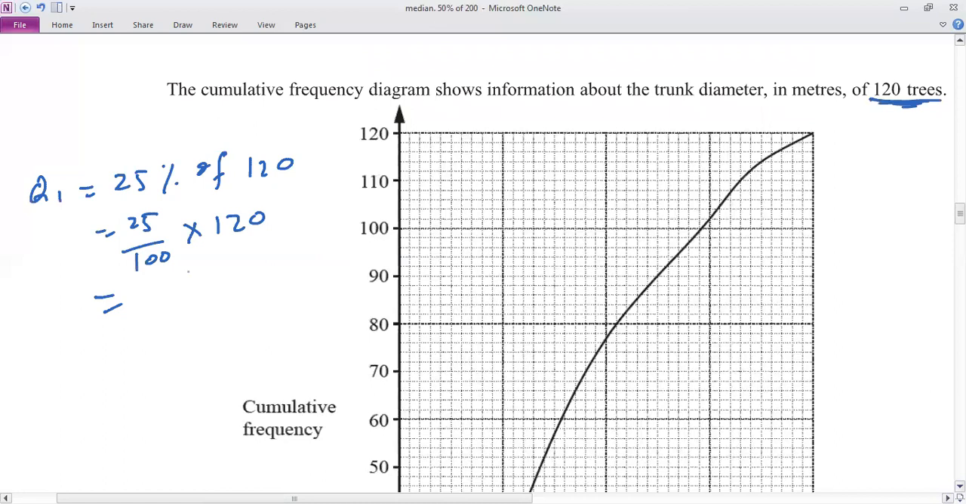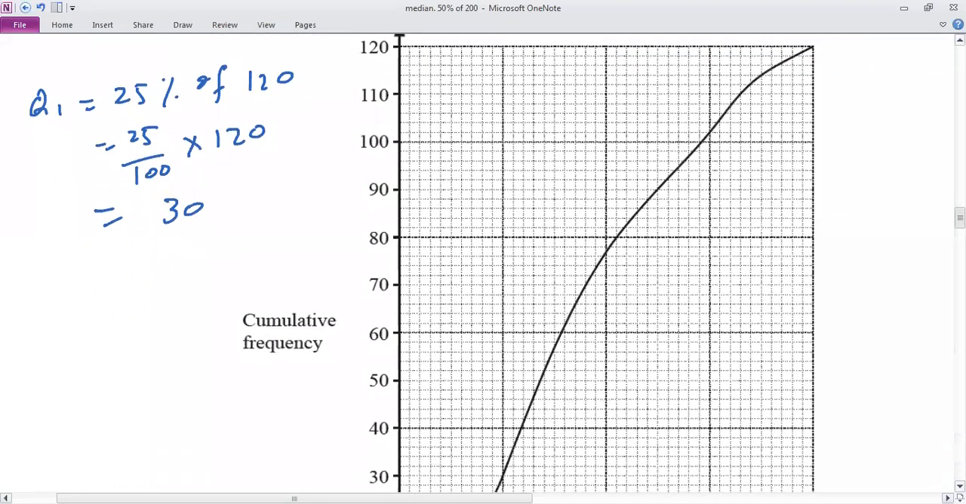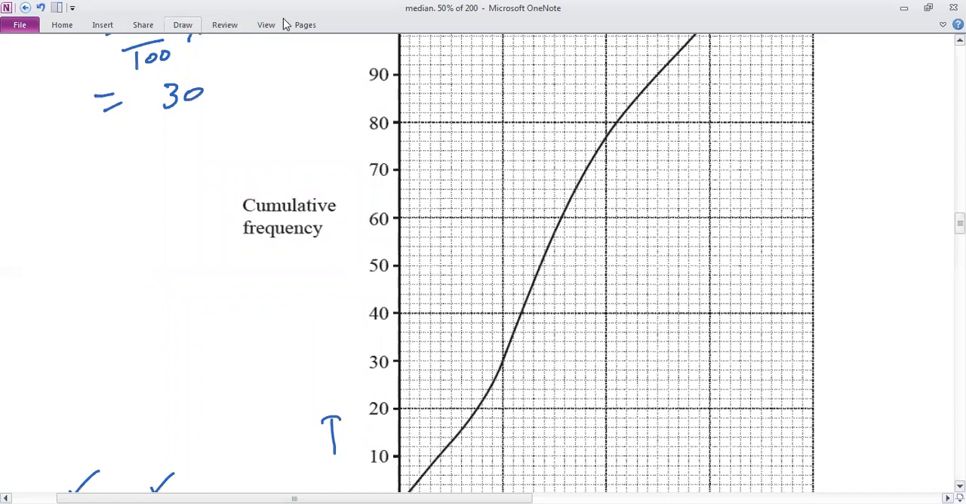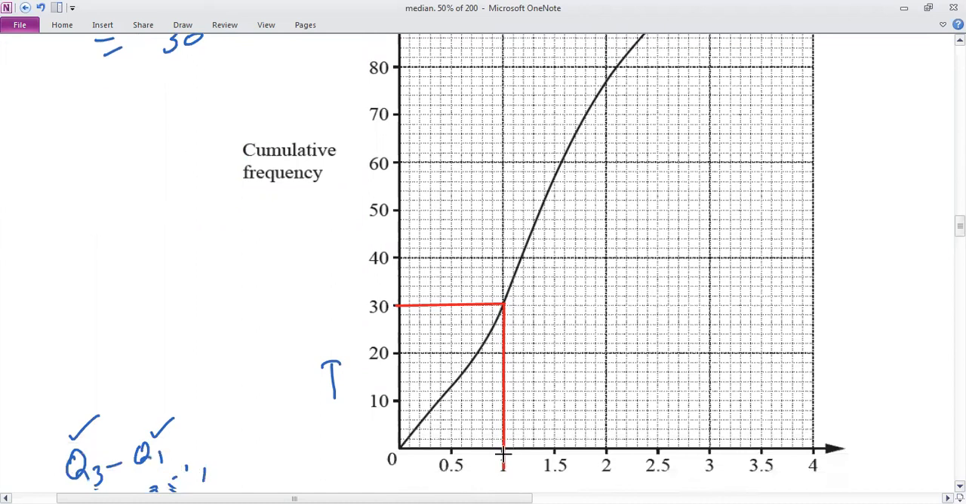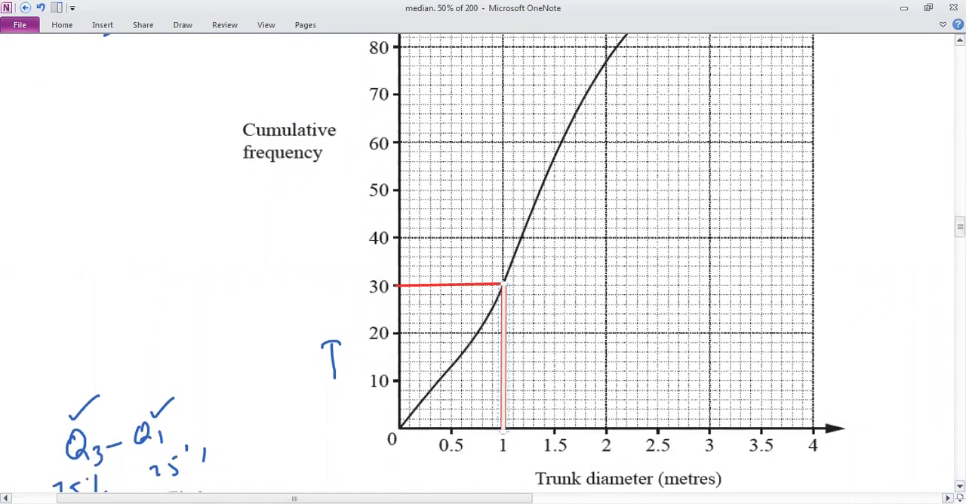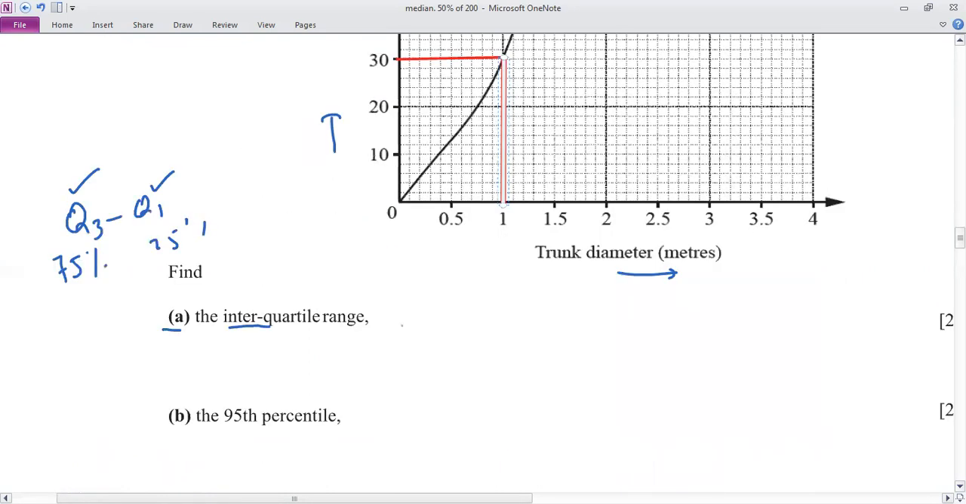Yes, please calculate and let me know. 30. 30? Yes. Okay, it means from the frequency 30, you will draw the curve. Where is 30? Here is 30. So from 30, draw the line where it touches the curve, and from here, come down. Where it touches is 1. So it means what is Q1? We will say Q1 is equal to 1 meter, yes?